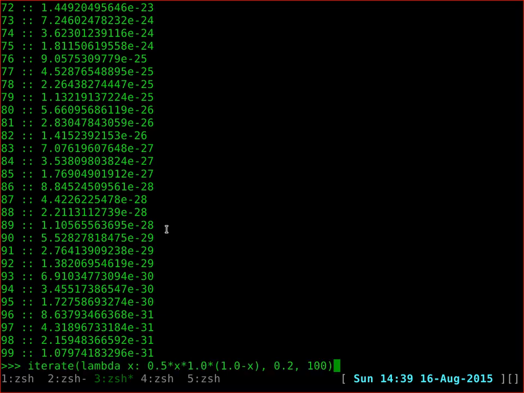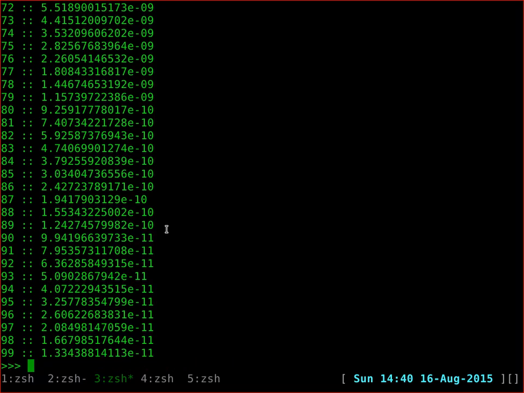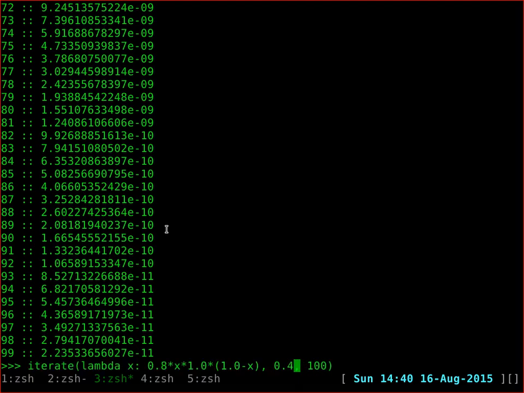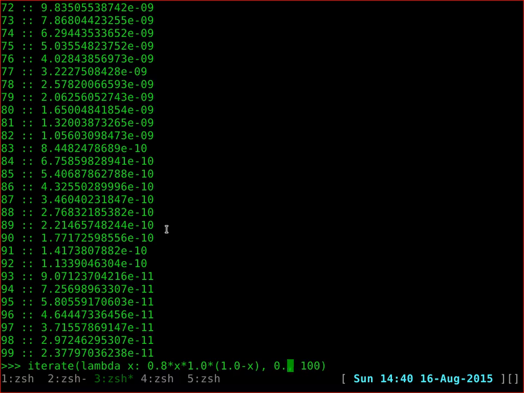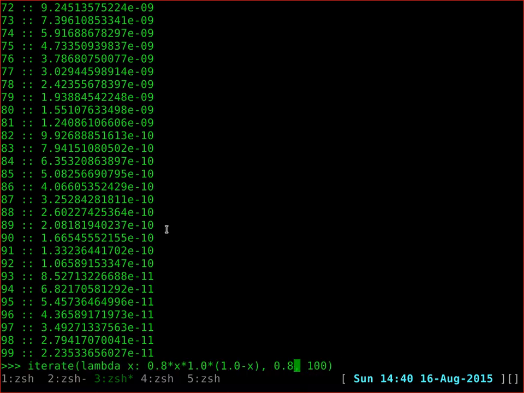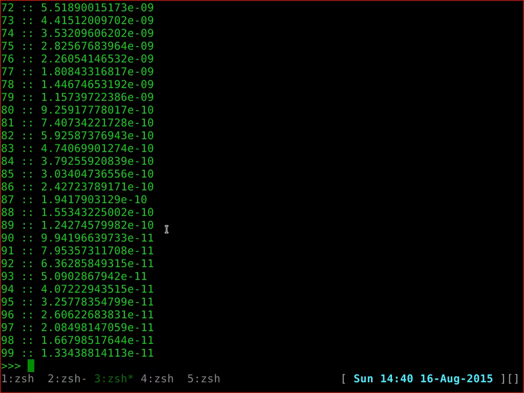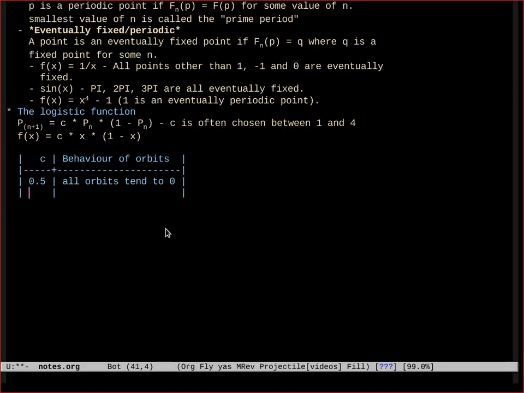What about when c is something a little bit bigger? Let's increase it just a little bit. Well, that's no difference here. Trying different starting values, this also tends to 0. All of these tend to 0.